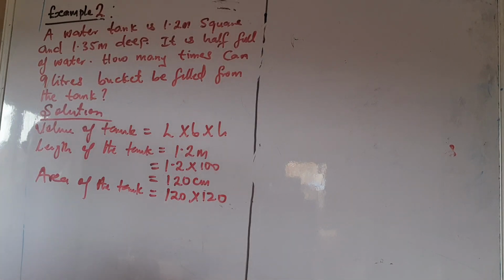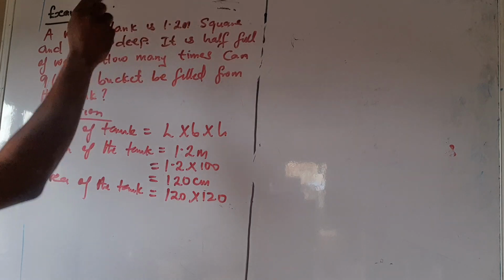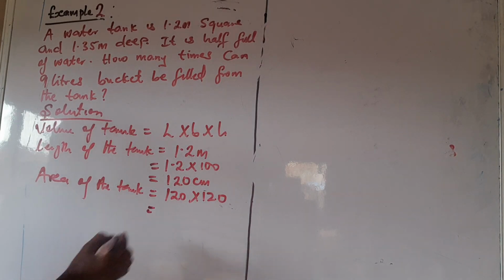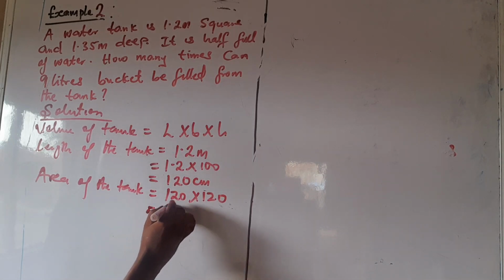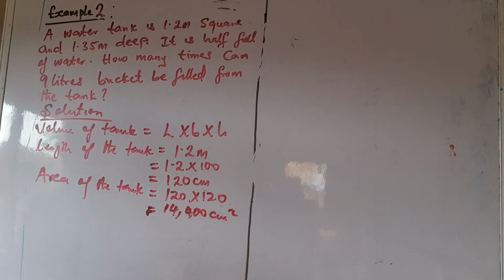Do not make a mistake. If they are talking about the square here, this will have been squared. So they are telling us that what? 1.2 meter square. That is, the length is 1.2 and the breadth is 1.2. So when you multiply this, we are going to have 14,400 centimeters square. So this is the area.